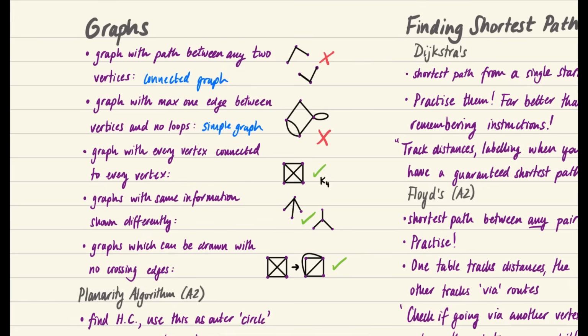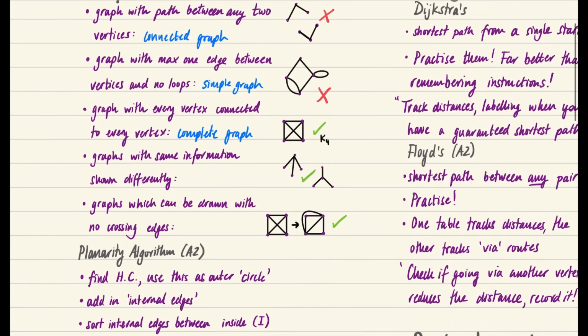A graph with every vertex connected to every vertex is called a complete graph. And this complete graph that we've got here, we use the letter K for it. This is K4. We have 4 vertices and every single one of them has a connection to every single other one that we've got. Graphs with the same information but shown differently, like these two here, are called isomorphic graphs.